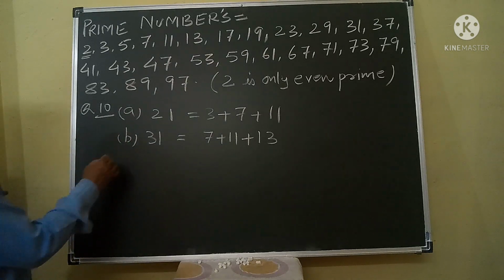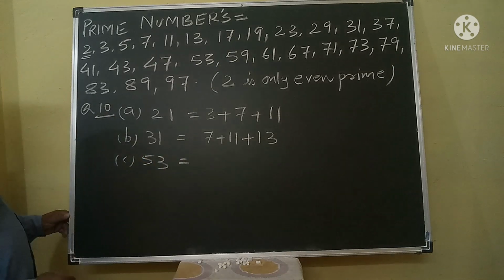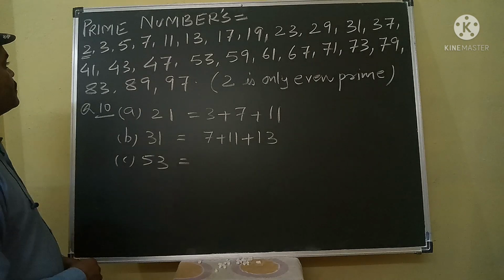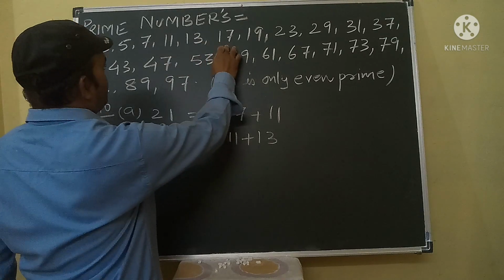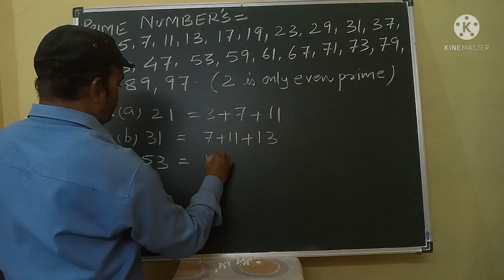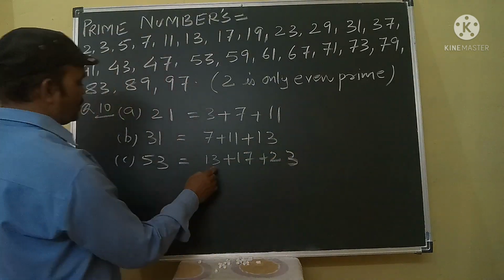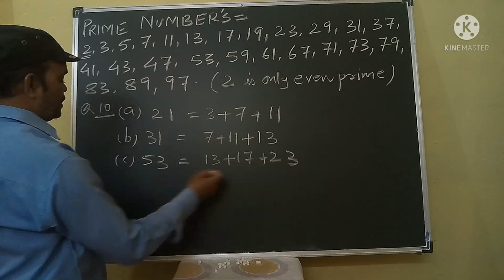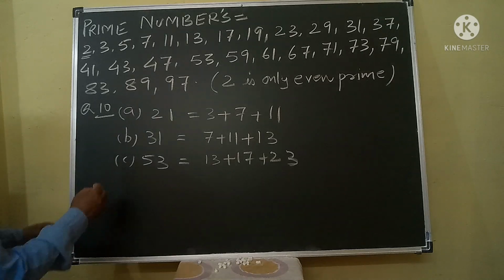Okay. Then after that, 10 C, 53. 53 is the sum of three odd primes. What are these? Look here. 13, 17 and 23. 13 plus 17 plus 23. 13 plus 17 is 30. 30 plus 23 will give you 53. Okay.